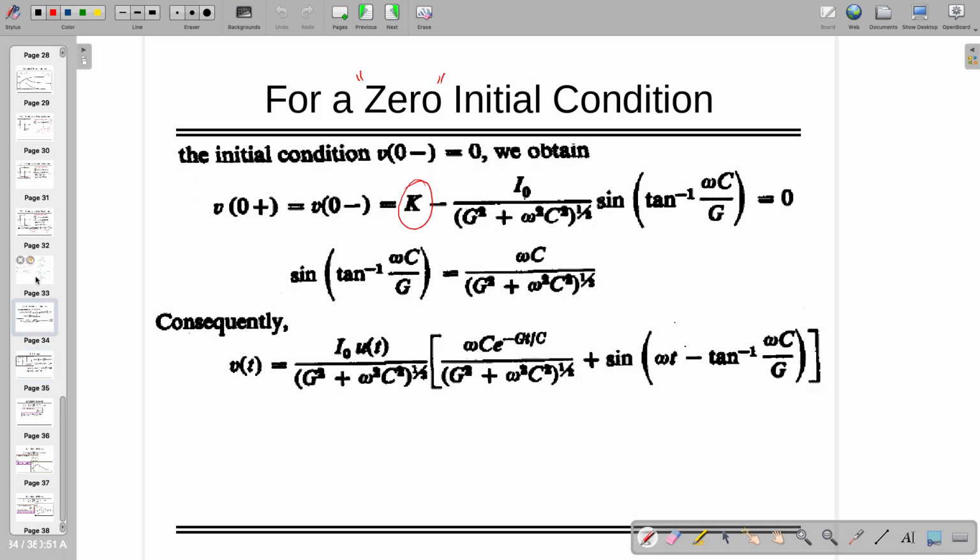Are you following this? Okay. Is it too fast? I need to tell you about RLC before we leave today. So you follow the procedure.